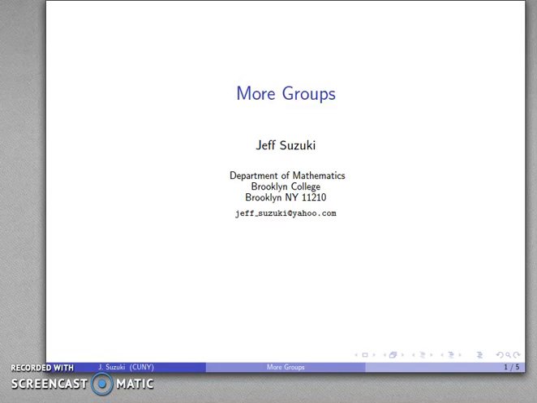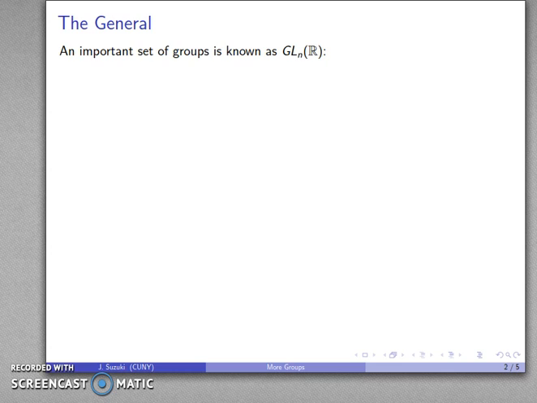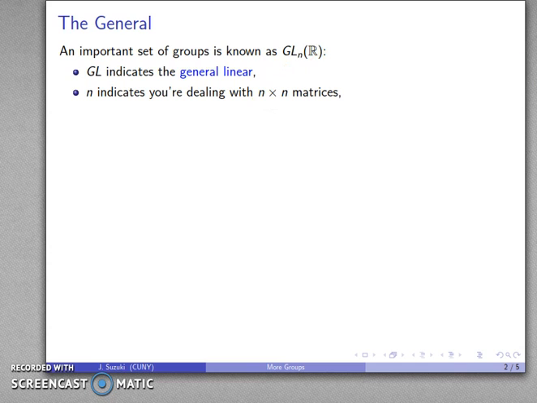Let's talk about a few important groups and some important group classifications. One very important set of groups is known as GLNR. What does that mean? Well, let's take that apart. GL is shorthand for general linear, and that doesn't really mean a whole lot until you know that N refers to the fact that we're dealing with N by N matrices.